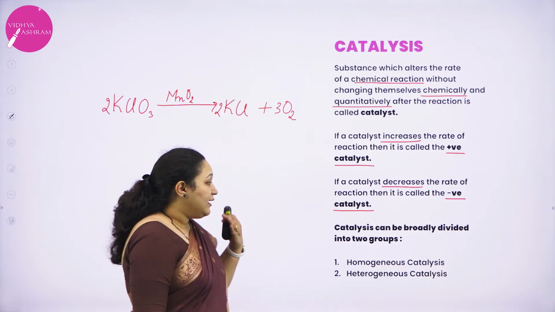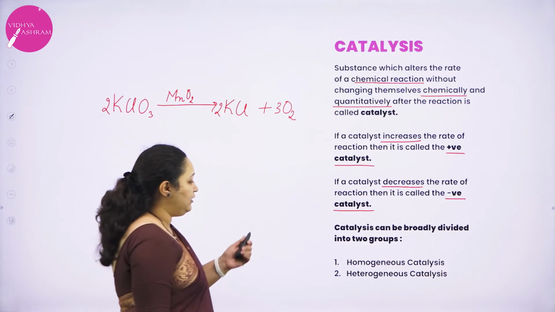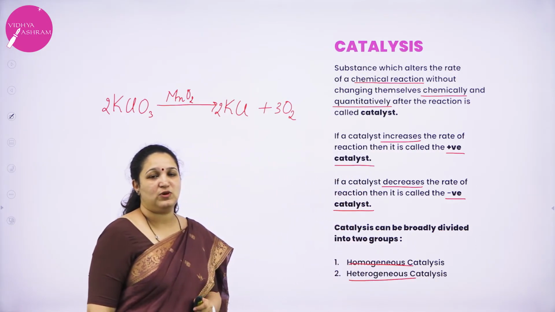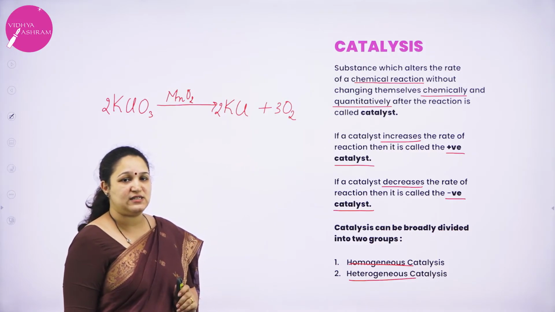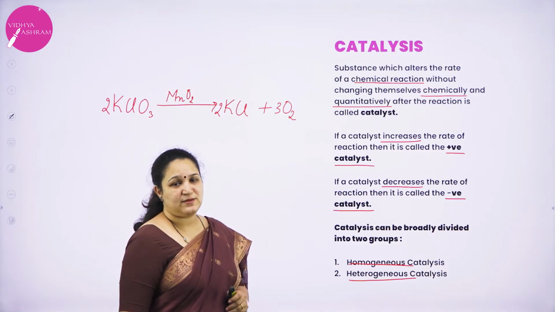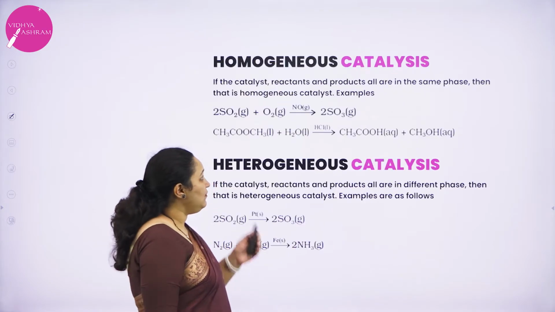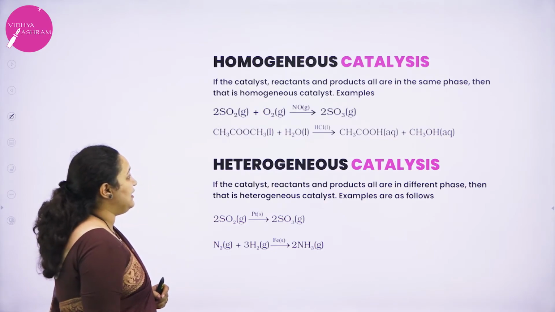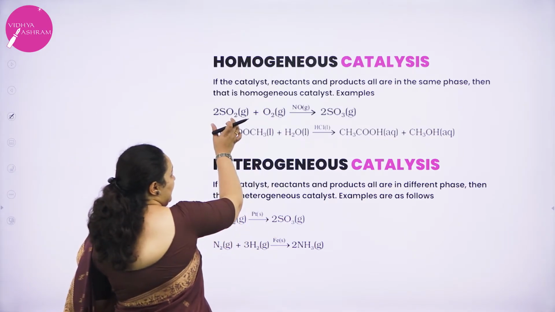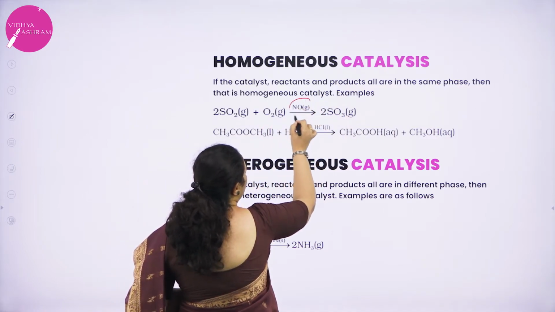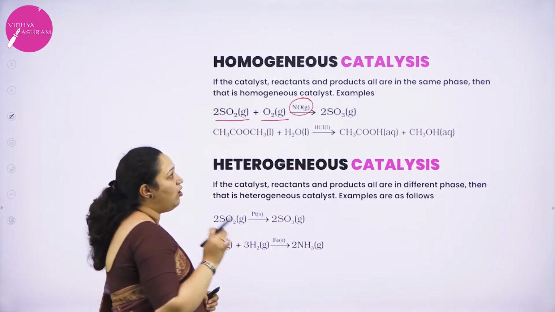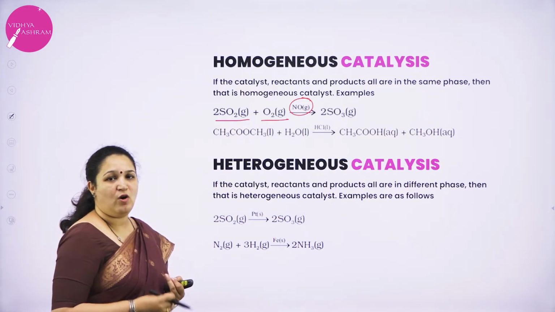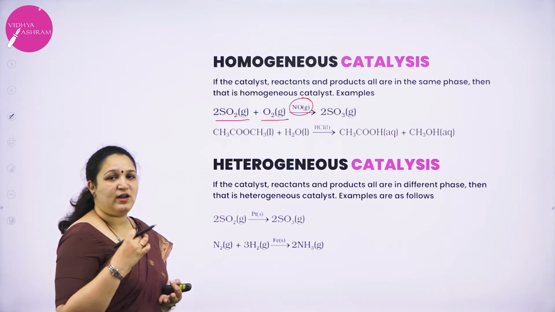Now catalysis can be broadly classified into two types: homogeneous catalysis and heterogeneous catalysis. Let's see what they are. First one, homogeneous catalysis. Homogeneous catalysis is where the reactants, products and the catalyst are all in the same phase. Same phase means it should be in solution, or in the solid or in the gaseous phase.